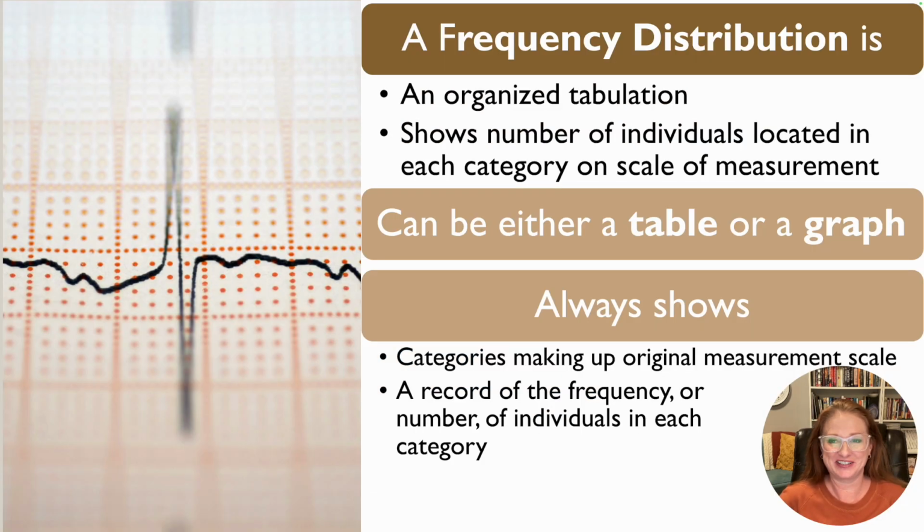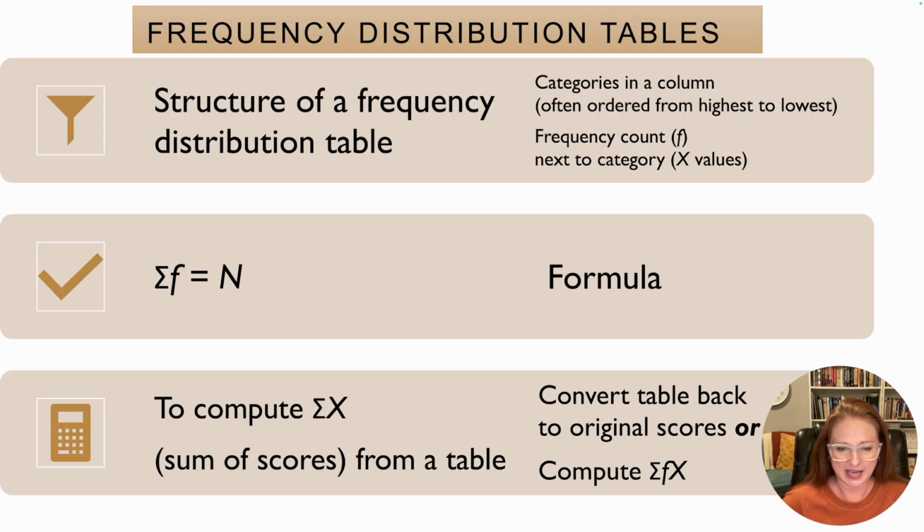Okay, so what is a frequency distribution table? It's a way we can organize into a tabulation. It does show numbers of individuals located in each category on that scale of measurement. It can either be a table or a graph. And again, you, the statistician, you, the researcher, you, the scientist, get to determine, based on what kind of data you're using, how you want to display your data. Also, a frequency distribution always shows the categories making up original measurements and the record of that frequency, or the numbers of the individuals in each of those categories.